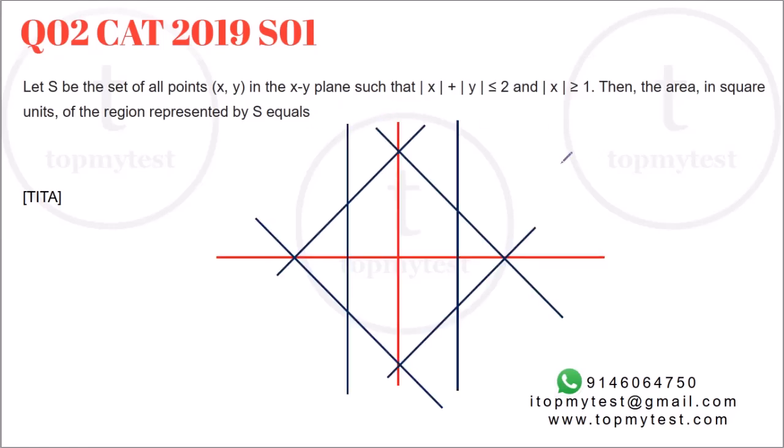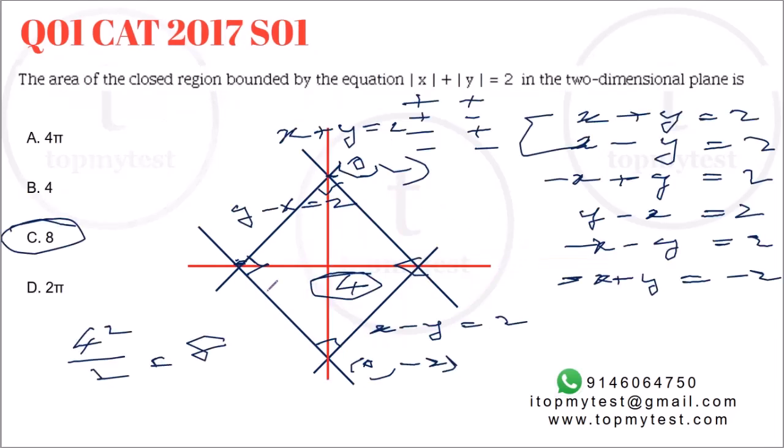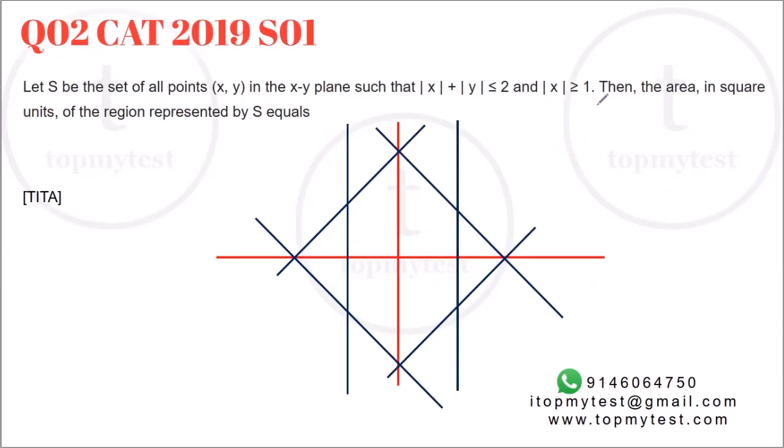So if I were to draw this, this is your original graph, just as in the previous question. But there is an additional constraint. Modulus of x has to be greater than or equal to 1, right? So you want the value of x to be either greater than 1 or less than minus 1. So if I have to look at the coverage between these graphs, it will be the shaded area here.